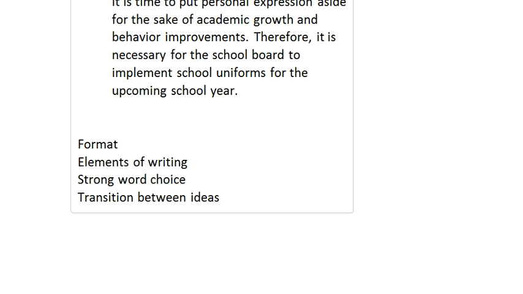And most importantly, make sure you transition between your ideas. You want to make sure that the letter reads smoothly for your reader so that they're not trying to figure out where they're going next. Instead, you've decided that for them.